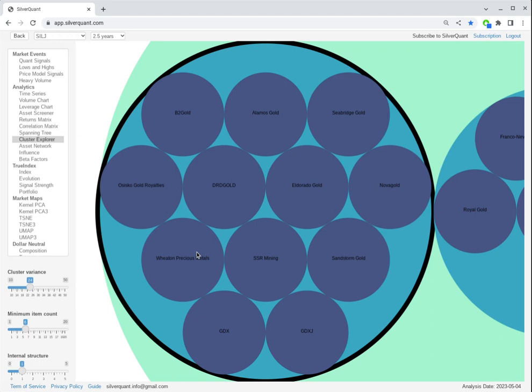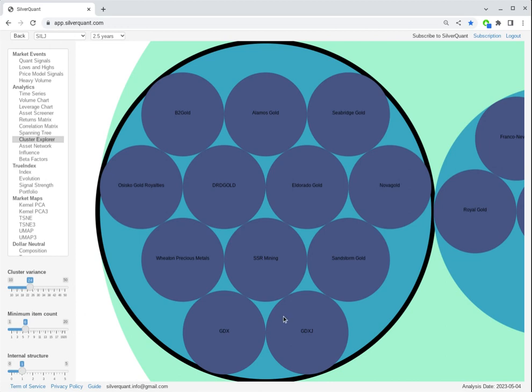So this is an interactive visualization. I believe that visualization is the highest bandwidth route to the brain and is the quickest way to understand information. So we use visualization everywhere within SilverQuant, so it's very easy to use. Let's take a look at the assets that have been identified here.